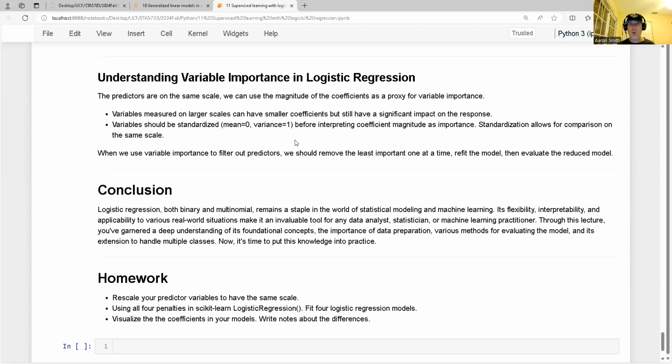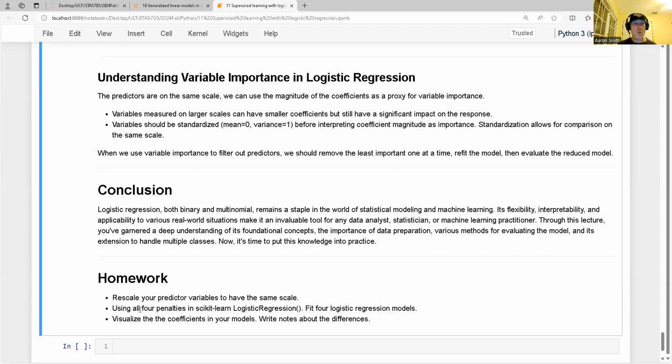What I want you to do for homework, I want you to rescale your predictor variables so that they're on the same scale. I want you to build models with all four penalties, that is none for maximum likelihood estimation, L2 penalty for ridge, L1 penalty for lasso, elastic net, and then I want you to visualize the coefficients using a bar plot. Tell me what you see is different between them.